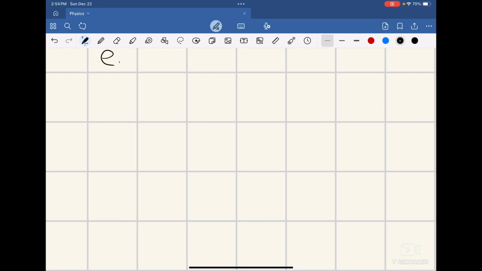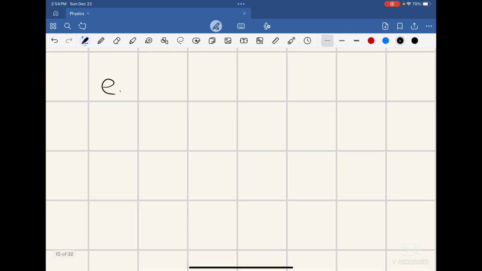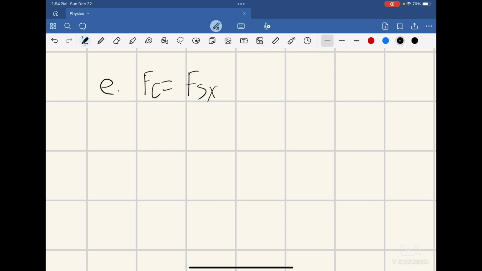Alright, now for part E, we are to assume that there is friction and that the coefficient of static friction is mu s, so the car does not slip. So we are asked to derive the function for the maximum speed in terms of r, g, mu s, and theta. Alright, so what we need to do for E is first we need to find Fc, which is equal to Fsx plus Fnx.